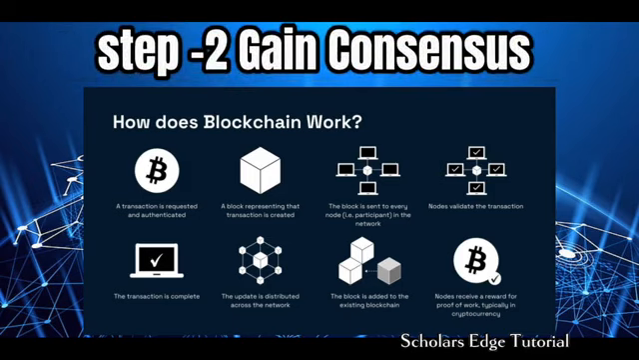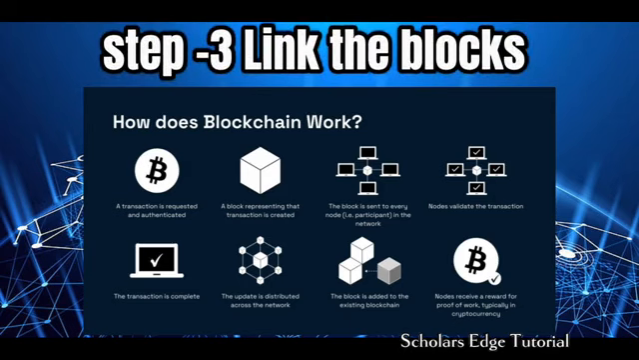Step 2. Gain consensus. Most participants on the distributed blockchain network must agree that the recorded transaction is valid. Depending on the type of network, rules of agreement can vary but are typically established at the start of the network.